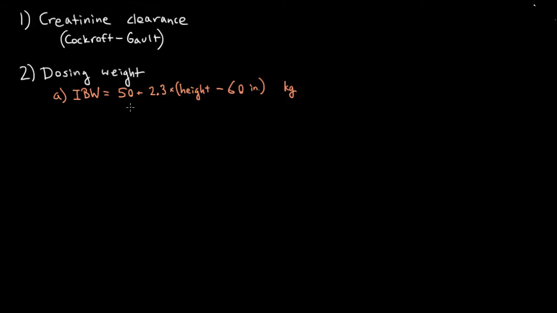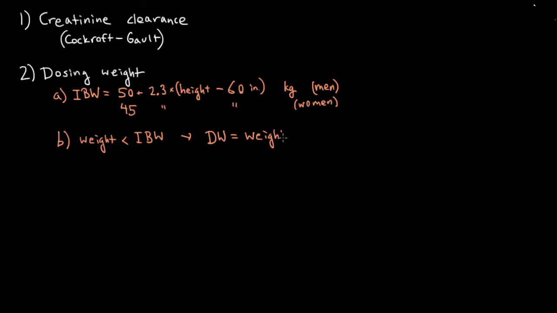Now if you want to find it for women, it's going to be 45 instead of 50, and otherwise it's all going to be the same. So this is for men, and this is for women. Okay, so now you know their ideal body weight. Now what? Well, now it kind of depends on how much they actually weigh. So if their weight is less than ideal body weight, then for the dosing weight, you're going to use their actual weight. What if they weigh a little more than their ideal body weight?